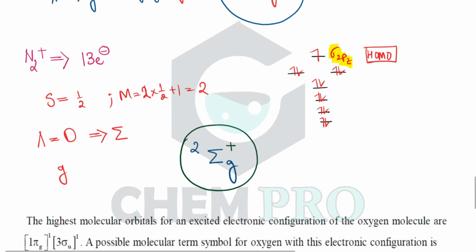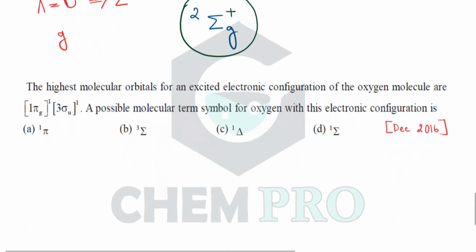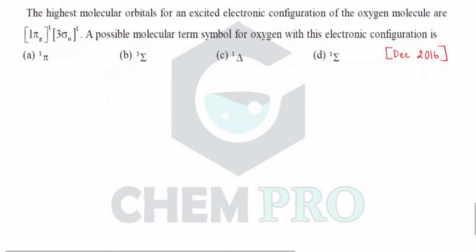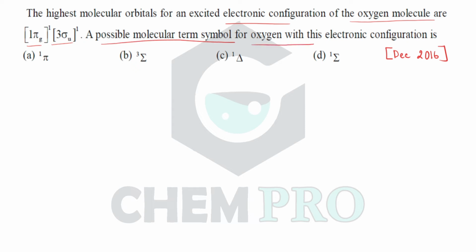Now let's check another important example from December 2016. The question says that the highest molecular orbitals for an excited electronic configuration of the oxygen molecule are 1 pi g1 and 3 sigma u1, and we have to find out the possible molecular term symbol for the oxygen with this electronic configuration.